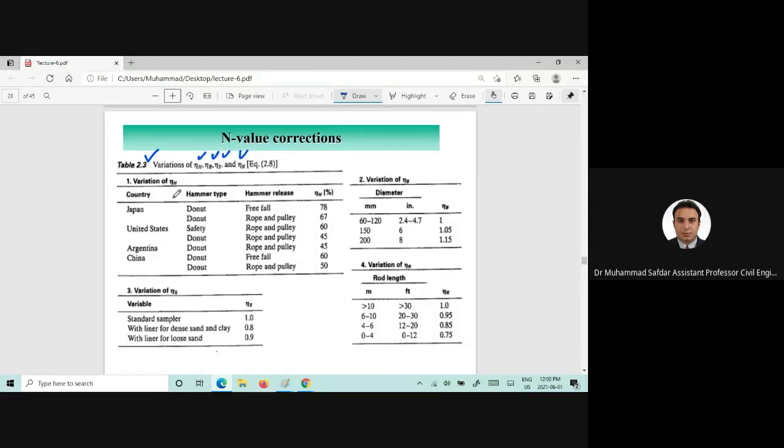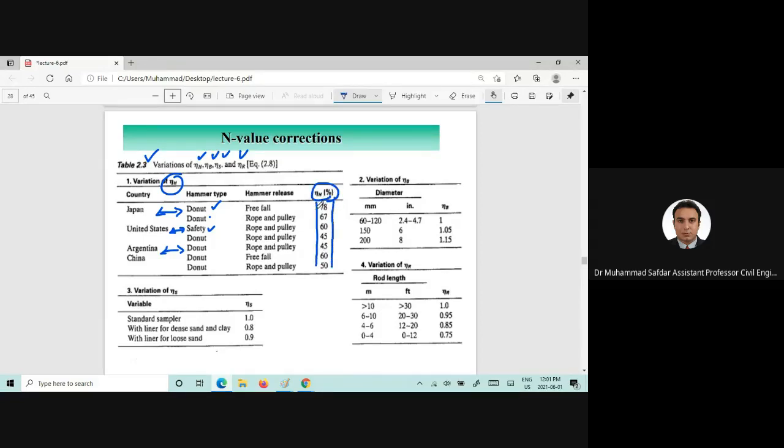For example, if you are using different types of mechanism, like the donut hammer or the safety hammer, which is used predominantly in North America, the US, and in Japan they're using the donut hammer. Argentina and China, they're using donut. In Pakistan, donut hammers are used, with a rope and pulley mechanism. So the hammer efficiency is given here.